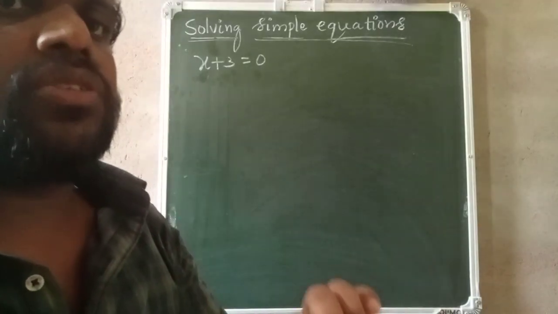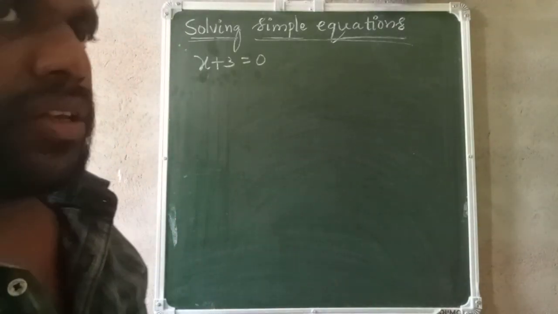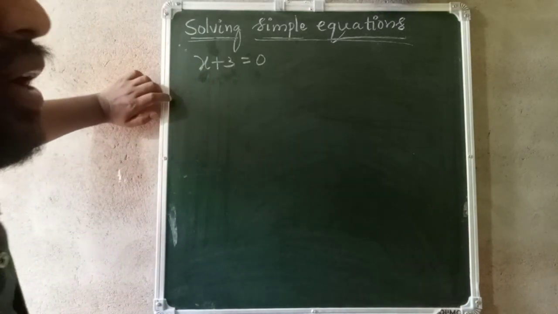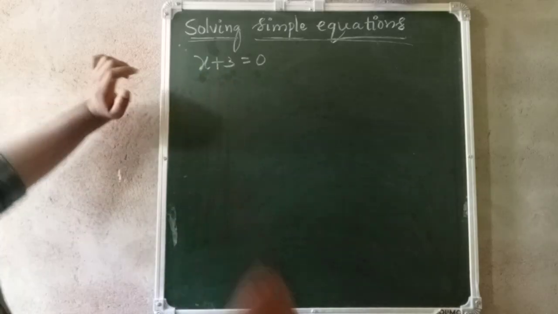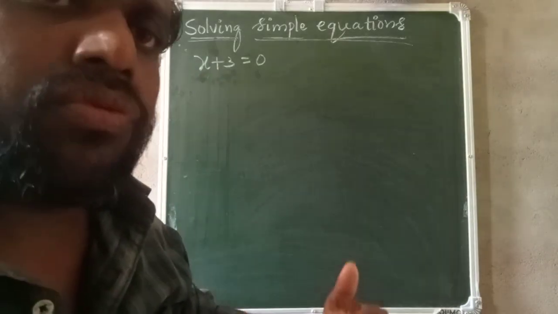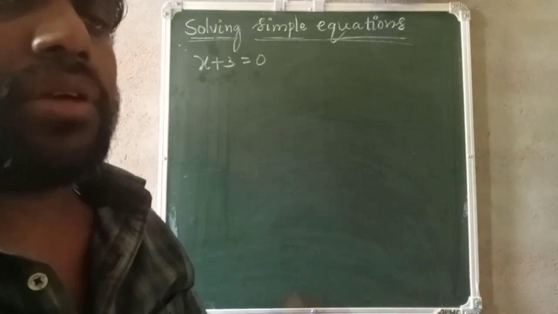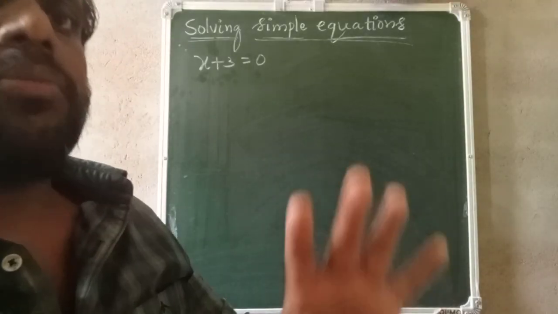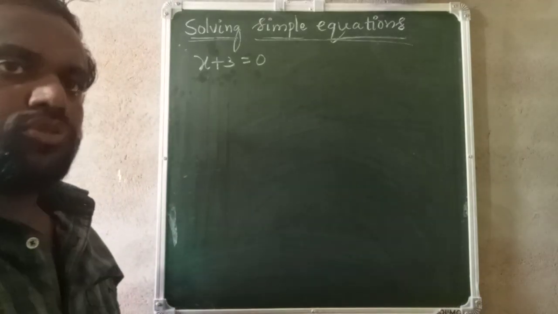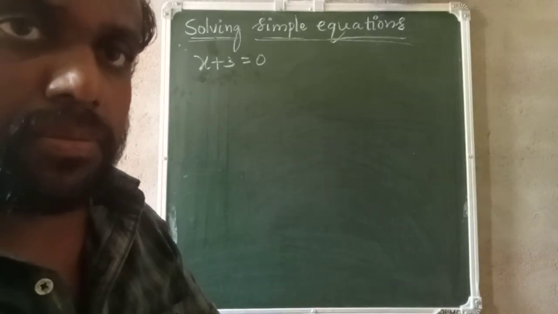Solve the equation means finding the value of the x. That is the meaning. So solving this equation means we have to find the value of this x. X means variable. For example, if there is a y, then we have to find the value of y. For example, there is m, we have to find the value of m. For example, if there is a p, we have to find the value of p, like that. So we have to find the value of the variable. That is the meaning of solving the simple equation.